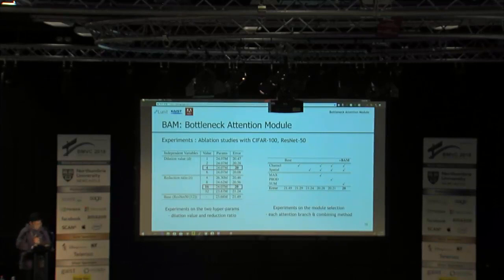This is a part of our ablation study. All the results are on CIFAR-100 classification, top-1 error. We use ResNet-50 as our base architecture. In the left table, we experimentally find the optimal settings for channel reduction and dilation value. We found dilation value 4 to be the best, and reduction ratio 16 is a good value to work with. On the right side, we explore the effect of the channel and spatial branches separately and how to combine those two branches. As you can see, there is more improvement when we use them together.